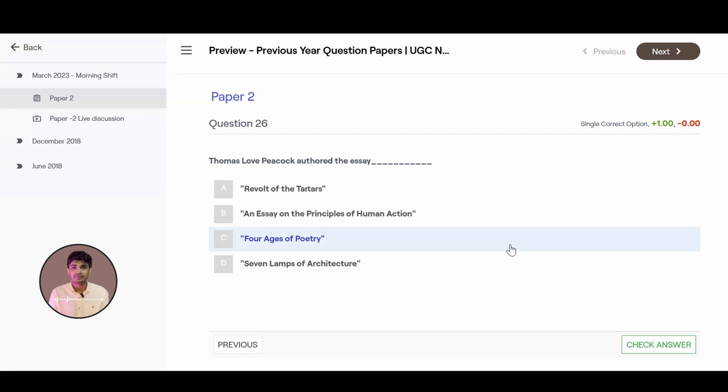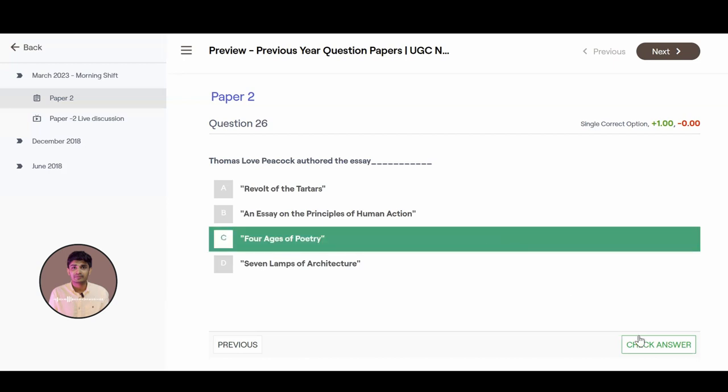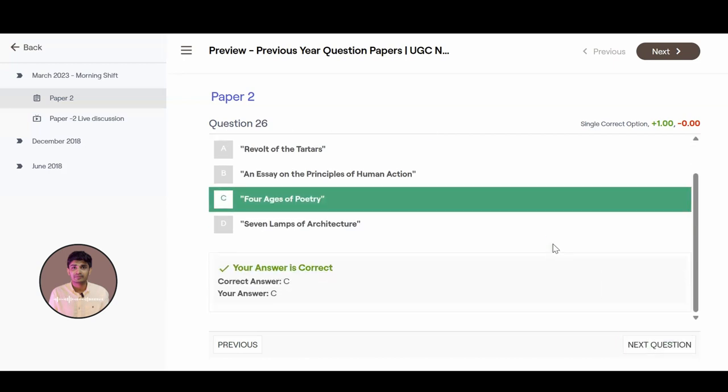Give me the answer. Revolt of Tartars. An essay on the principles of human action. Four ages of poetry, seven lamps of architecture. We have A and C, but I would go with C. C is the answer. This particular work presents Peacock's view on the evolution of poetry and argues for the superiority of ancient Greek poetry compared to the more recent works.